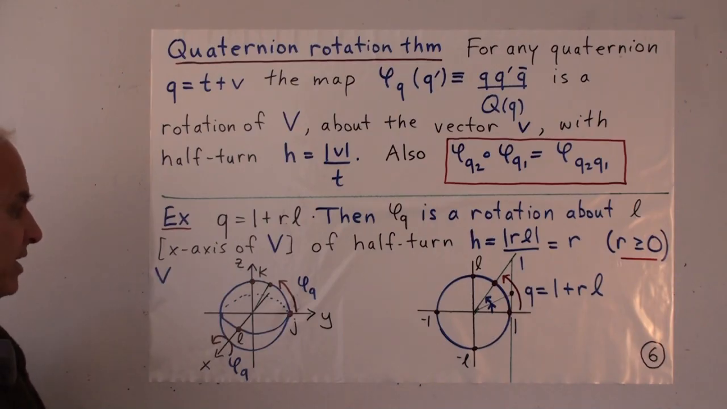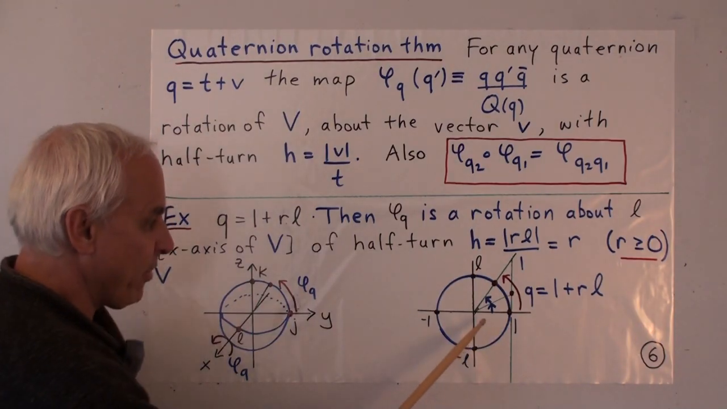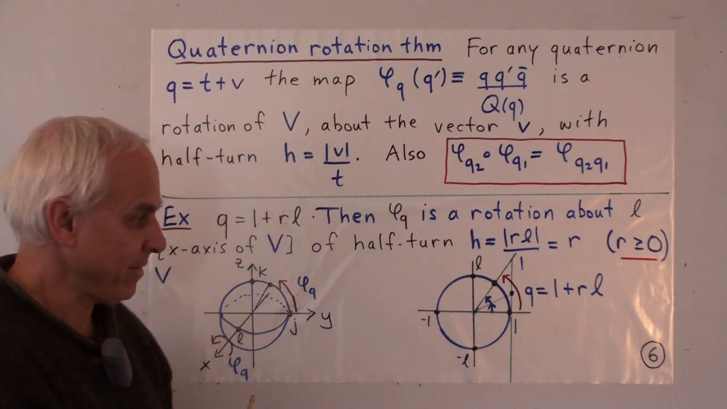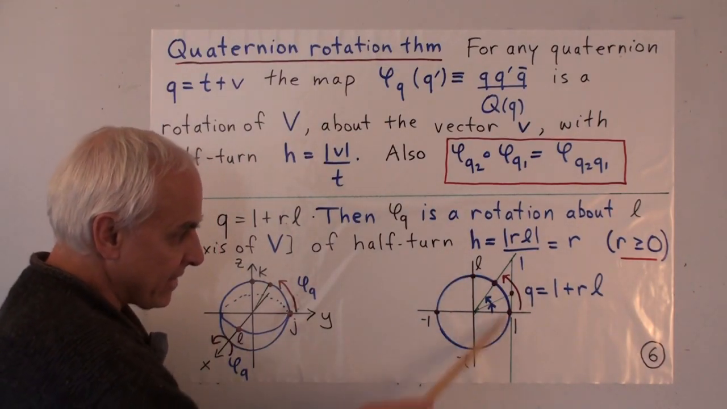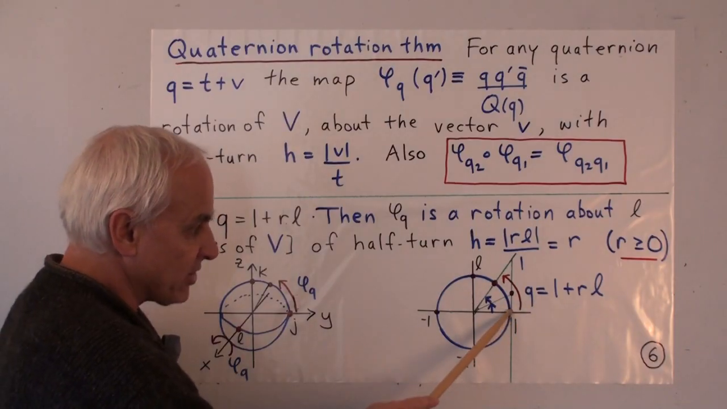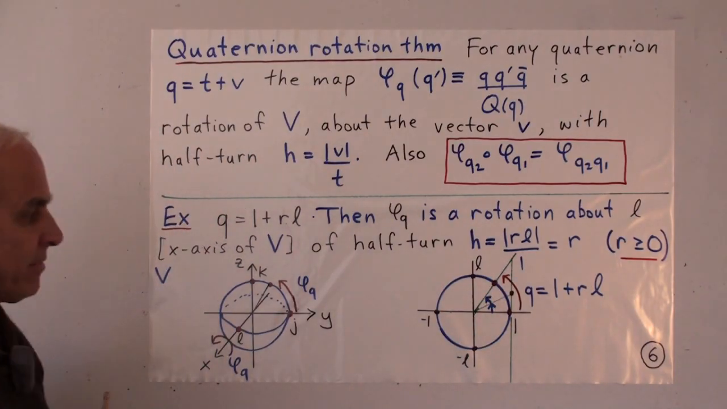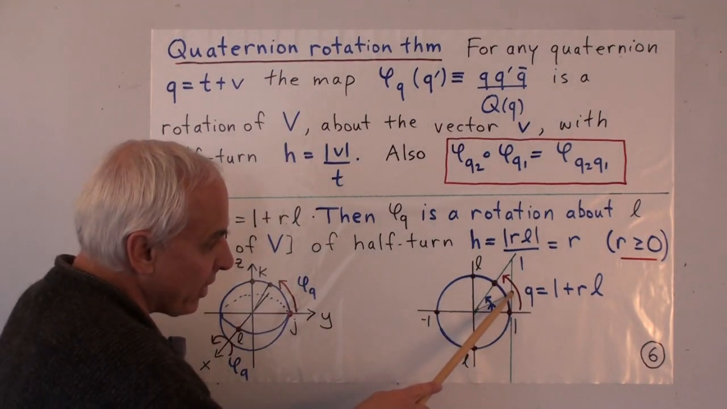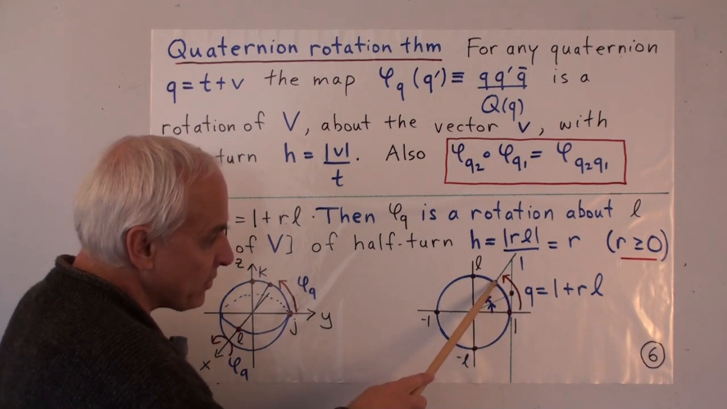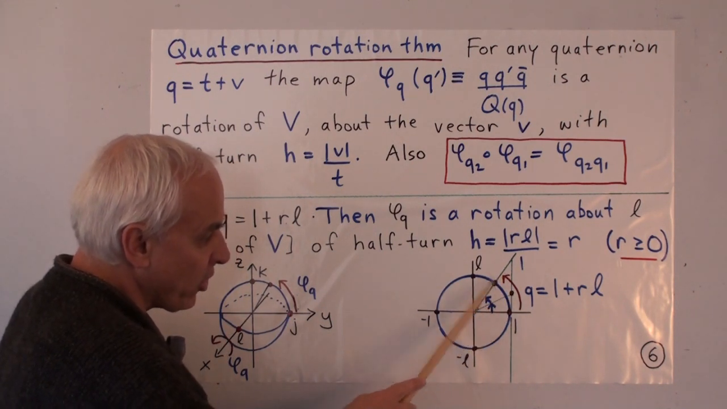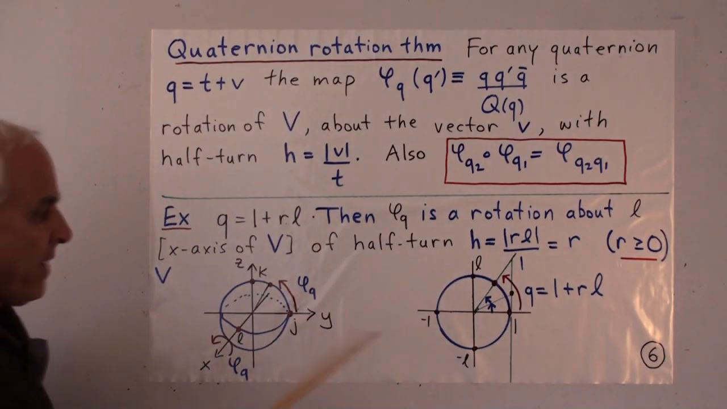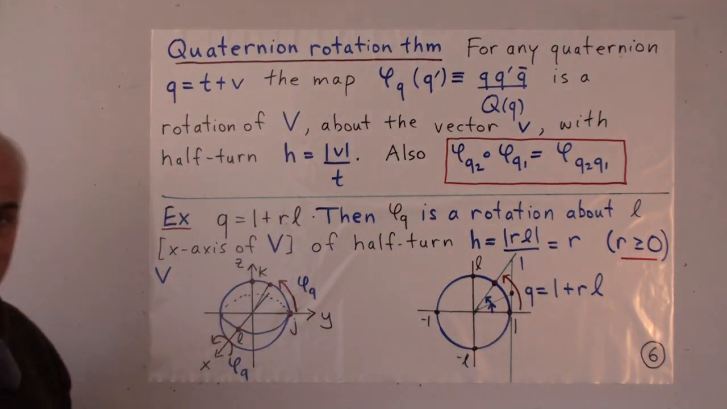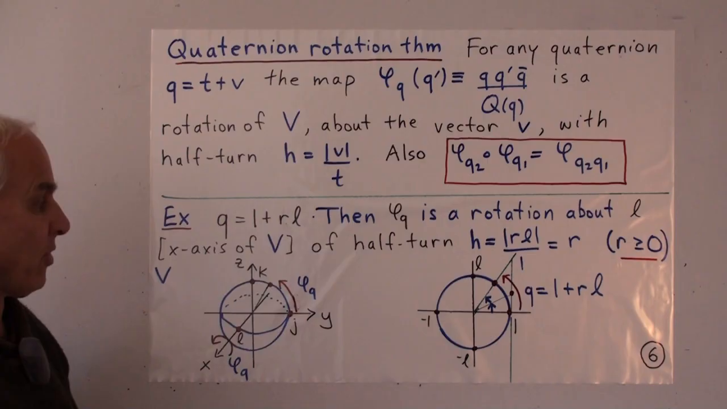Okay, so what does it look like? Here, for example, is the two-dimensional plane spanned by 1 and i. We're looking at a quaternion that's somewhere on this line of the form 1 plus ri, up in this direction somewhere. If we take this point here and square it, we get up to here, and if we normalize, we get this point here, so that this turn and this turn are equal. And that's the amount of rotation that's being given by this particular phi sub q.